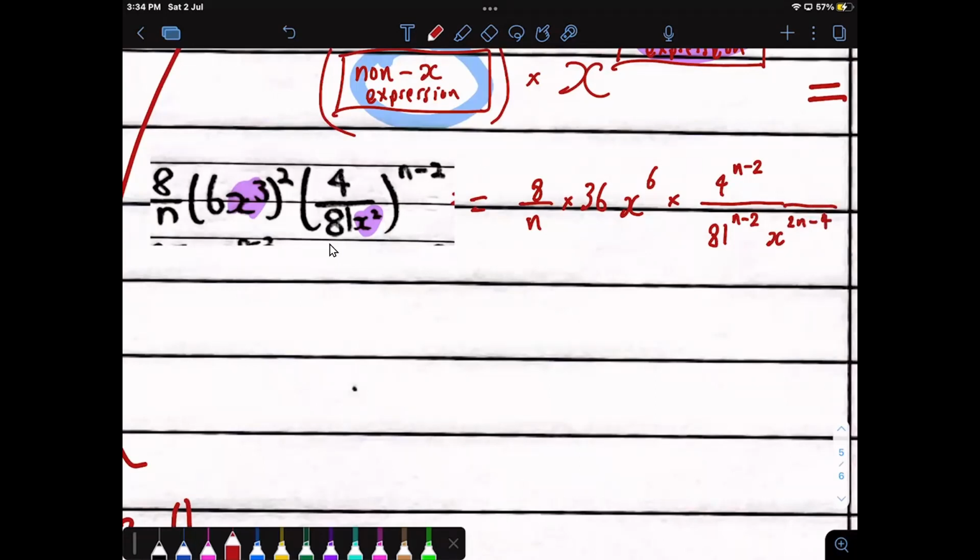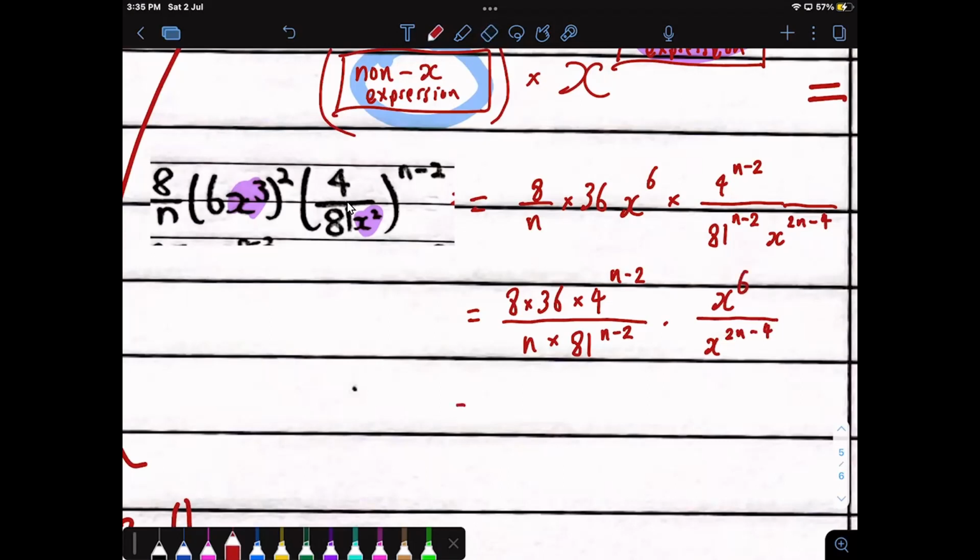Okay. Good. Then now you need to collect all the x and non-x. So these are all of my non-x expressions. I just have to group them together. So 8 times 36 times 4 power n minus 2 divided by n times 81 power n minus 2. Okay? And then you need to multiply by x. Oh, sorry. This x power 6 is on its own, so it's over 1. So it should appear on the numerator, x power 6, divided by x power 2n minus 4. Is that okay? Okay. Good.